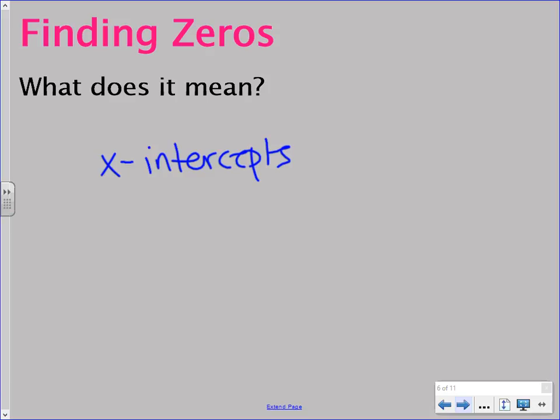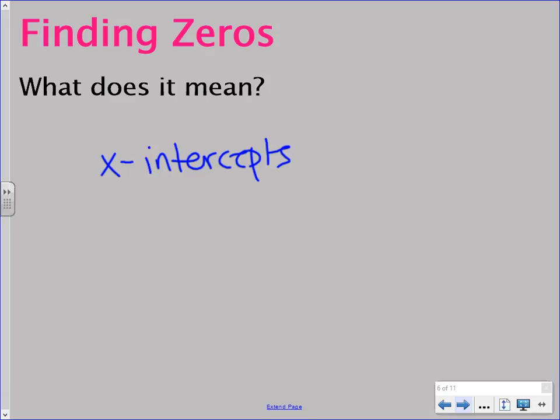Jackson? Well, if you're not looking at a physical graph, you can see where it hits the x-axis. You can take the function, and if you're looking for the y-intercept, you plug in 0 for x. And if you're looking for the x-intercept, you solve the function for 0.